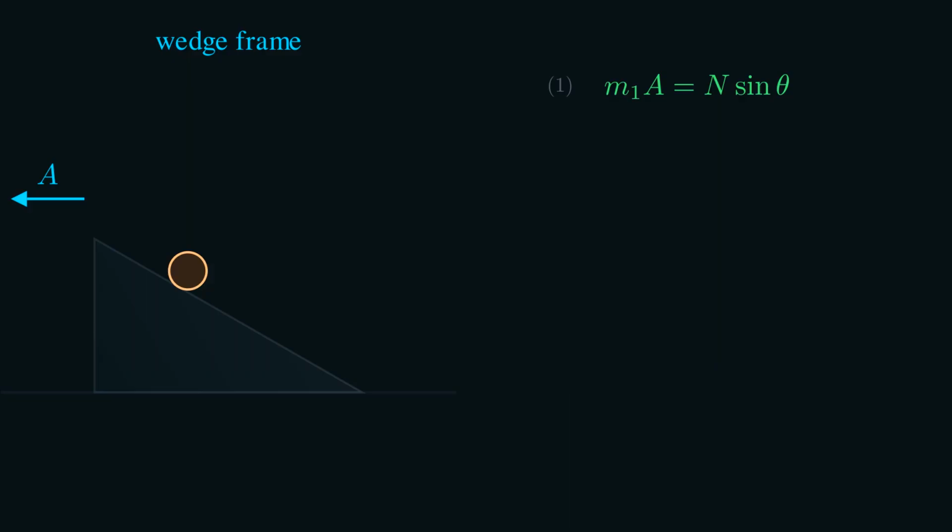So let's isolate the particle and study it. So what acts on it? Its weight, m2g, pulling down. The normal, N, pushing away from the surface. And because we jumped onto an accelerating wedge, we must add a pseudo force, m2A, pointing to the right. That's the little price we pay for riding along.